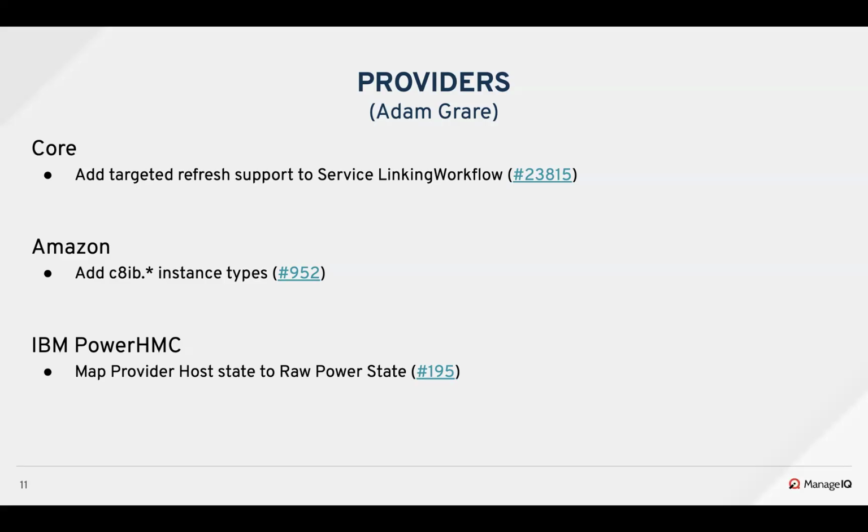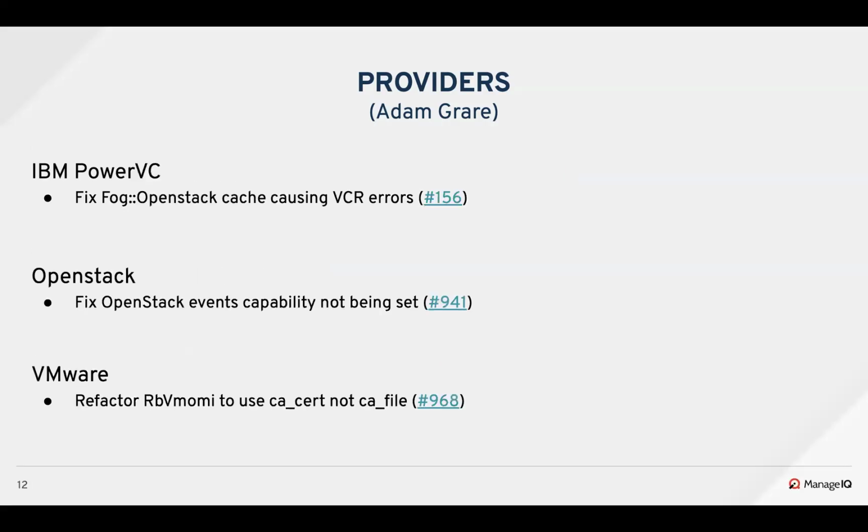IBM Power HMC, we're now mapping the raw power state for hosts to a raw power state column, which is similar to what we do for VMs. This is helpful if you want to see the exact native value that the provider has. Next slide.